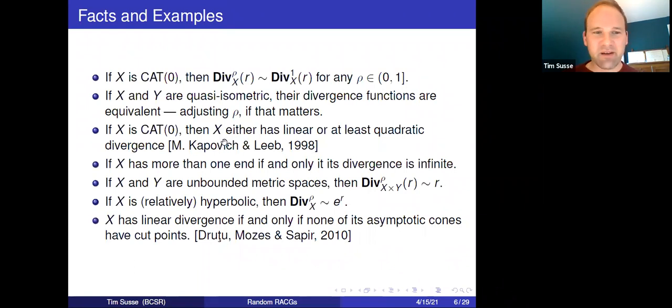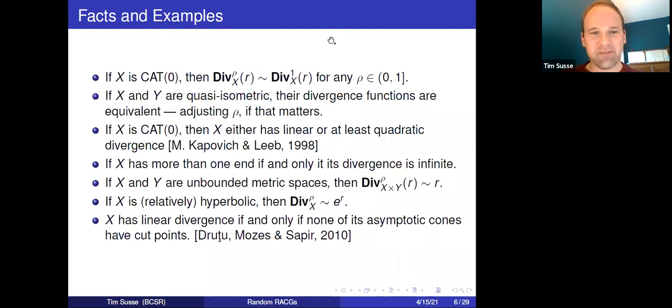So some prior results about divergence. If X is CAT(0), then X has either linear or at least quadratic divergence. This is a result of Kapovich and Leeb from '98. X has more than one end if and only if its divergence is infinite. So if X has more than one end, then we're going to be able to remove a compact ball that will disconnect our space. And so we'll get 2 points that are infinitely far apart, where there is no path between them that avoids a ball of radius rho R. And so we'll get infinite divergence in that case. And that's really the only way we can get infinite divergence.